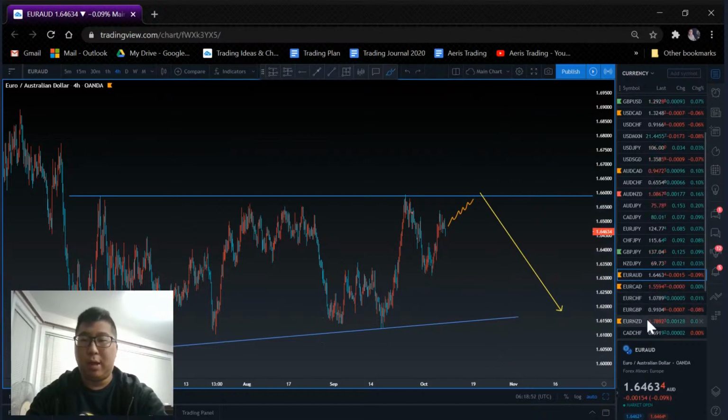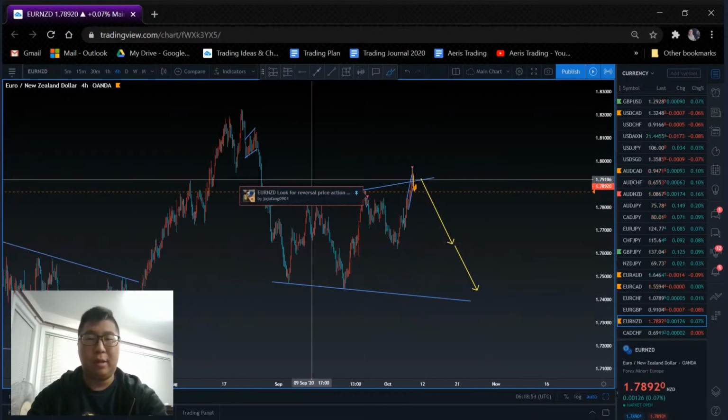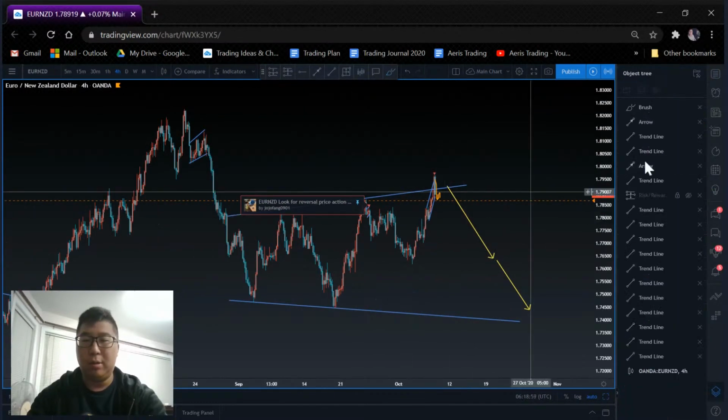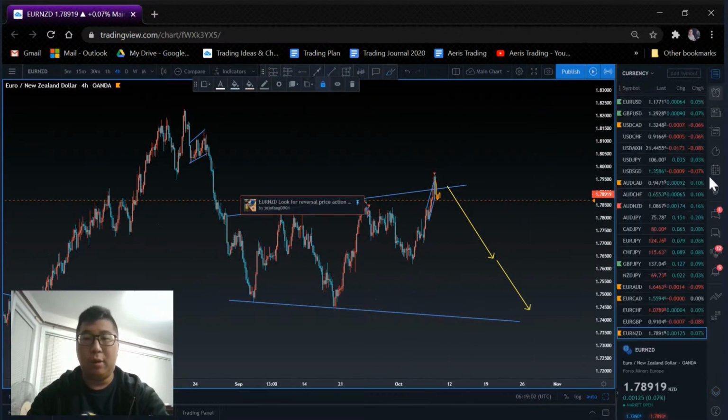So that's EuroCAD. Euro Kiwi, very similar idea. You guys recall I was in Euro Kiwi in one of these trades here. Let me see if I still have it.